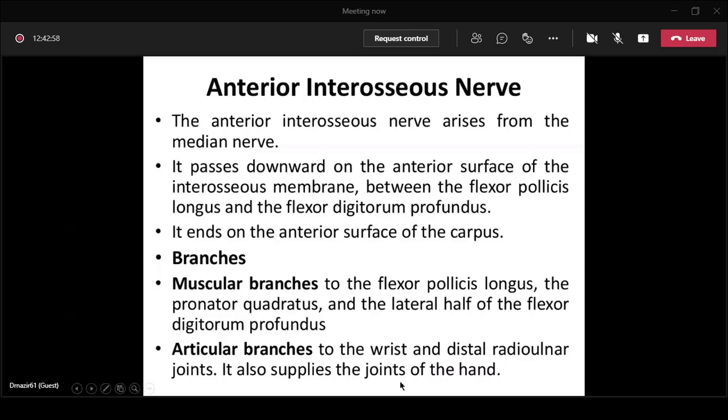So the median nerve, traveling in the arm and reaching the level of the forearm and the wrist, gives muscular branches and supplies the main anterior compartment muscles of the superficial group itself, while the three muscles of the deep group of the anterior compartment of the forearm are supplied by the anterior interosseous nerve, which is a branch of the median nerve.